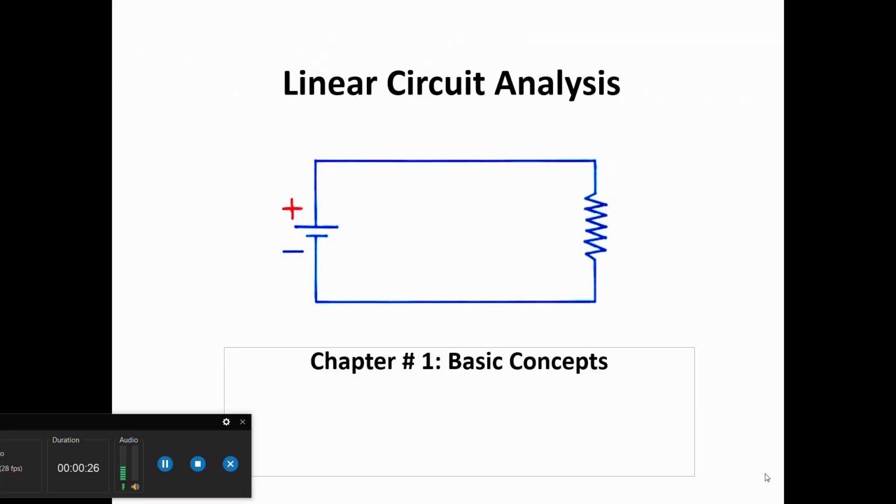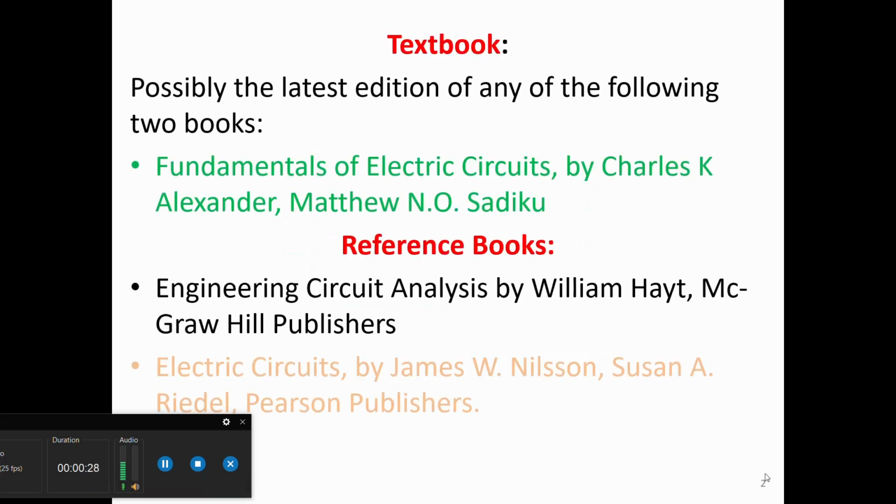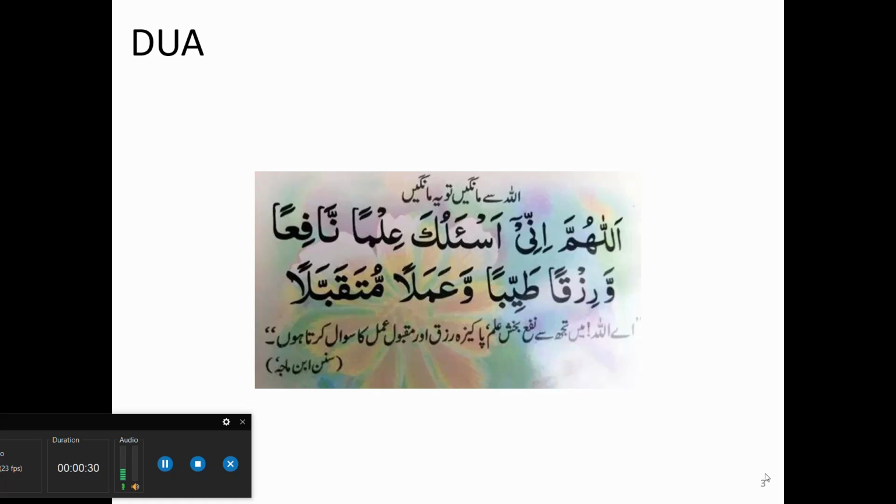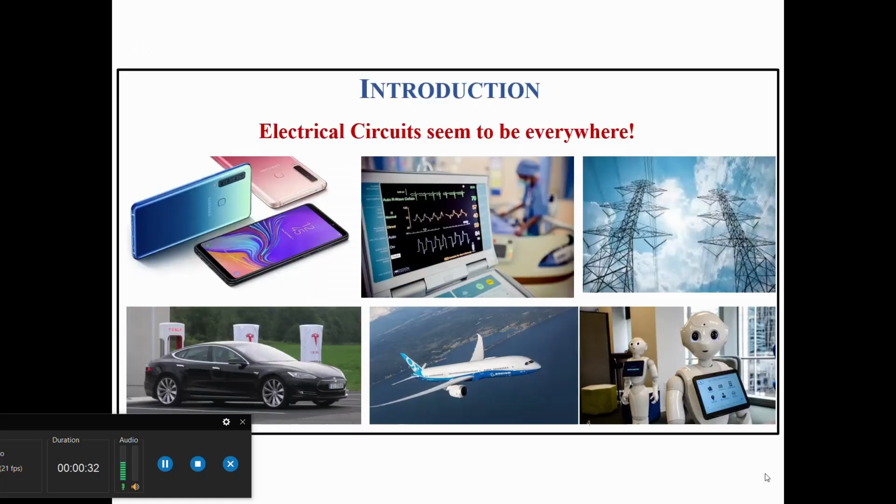So, electric circuit analysis is a basic course. Let's start with a good prayer.